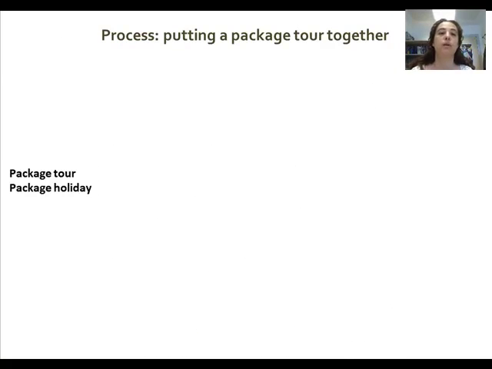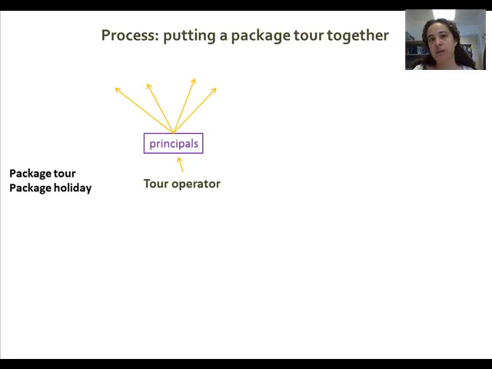As I said before, we're going to talk about a process. The process I've chosen for this screencast is how to put together a package tour. Package tour is also known as a package holiday, and this is something that is elaborated by a tour operator, and the way they do it is they contact the principals and they buy from them two ways. They buy in advance and they buy in bulk. That means big quantities and a lot of time ahead.